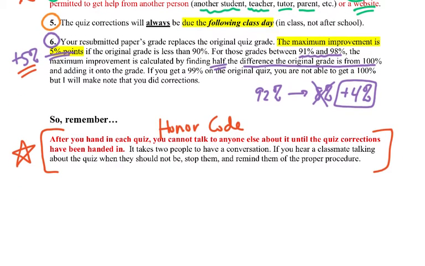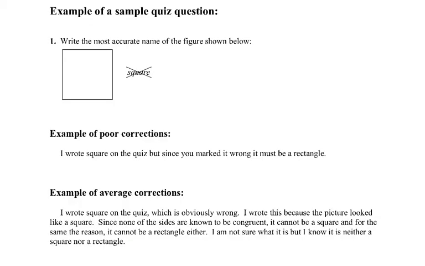Okay, the rest of this is just based on some good examples if you want to see some really good sample quiz corrections. So for example, here's one from geometry. Can you write the most accurate name of that figure? Okay, so they said square, but we're not exactly sure if it's a square or it could be a rectangle, so it's probably safer to say rectangle. Okay, so how could they explain that?